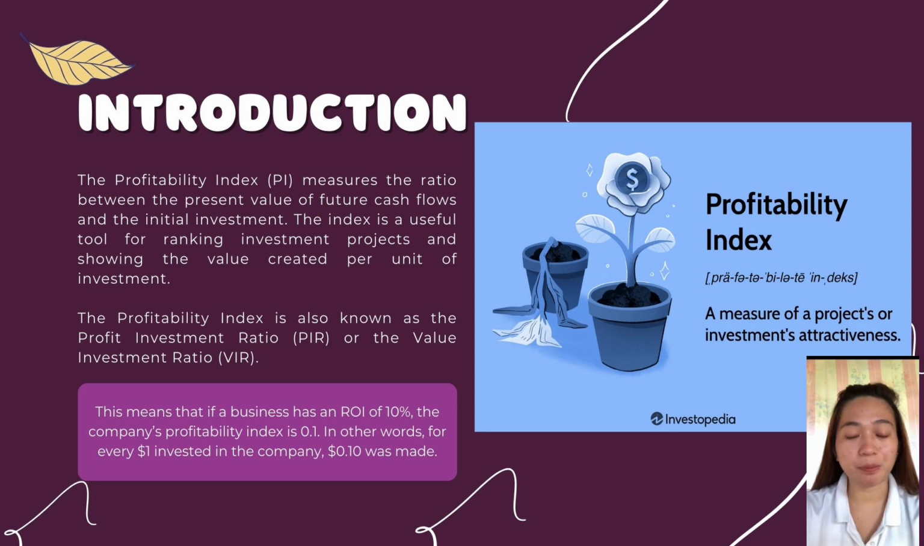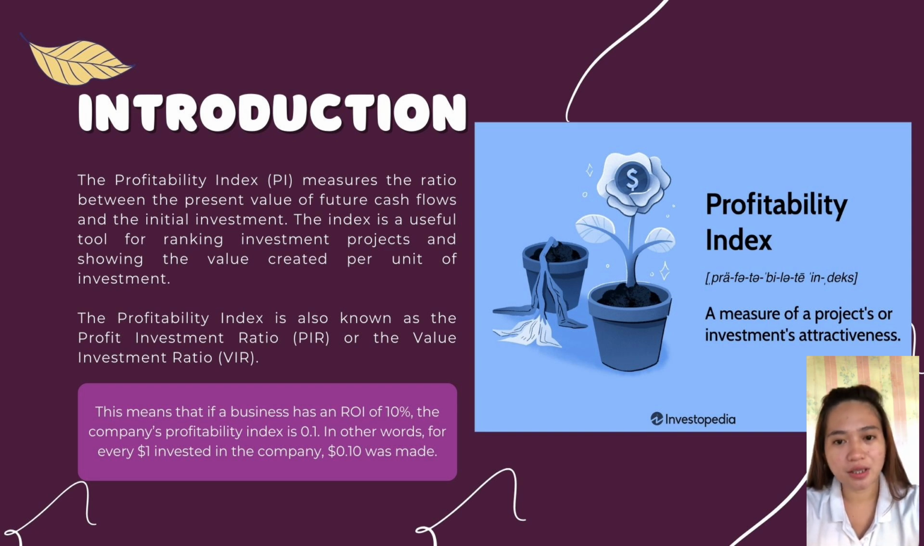So, what is a Profitability Index? The PI measures the ratio between the present value of future cash flows and the initial investment. The index is used for ranking investments and projects, and showing the value created. For instance, a profitability index of 1 indicates that the project will break even. If it is less than 1, the costs outweigh the benefits. If it is above 1, the venture should be profitable.